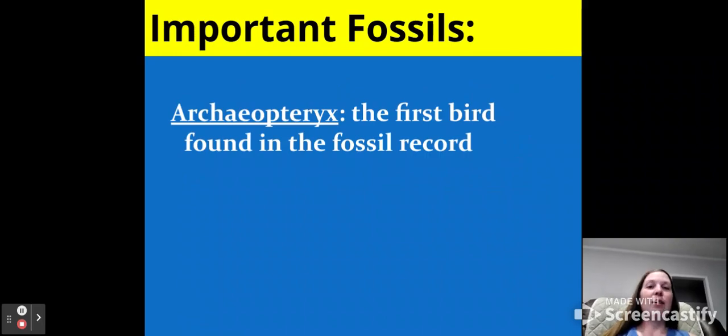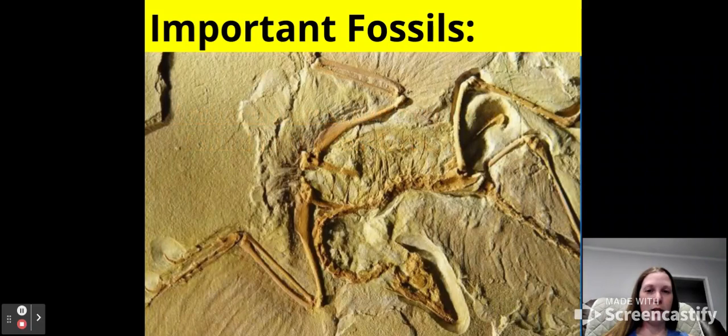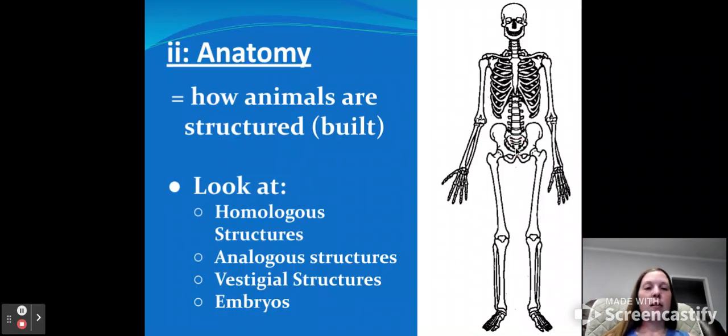Archaeopteryx, which is the first bird found in the fossil record. And there's the fossil for that. The second part of evidence for this theory is anatomy, so how animals are built. So we look for homologous structures, analogous structures, vestigial structures, and embryos.